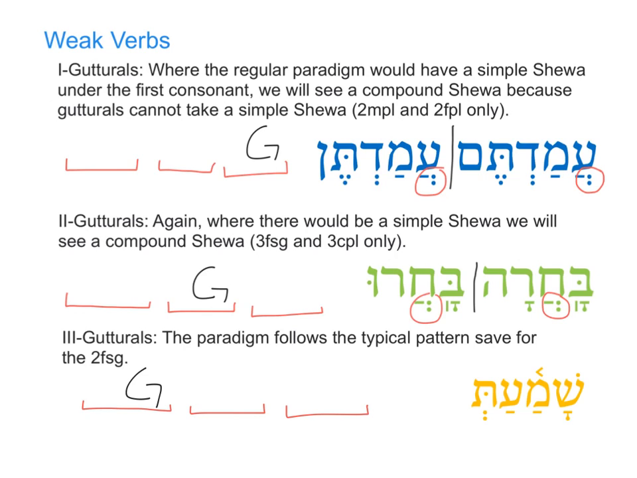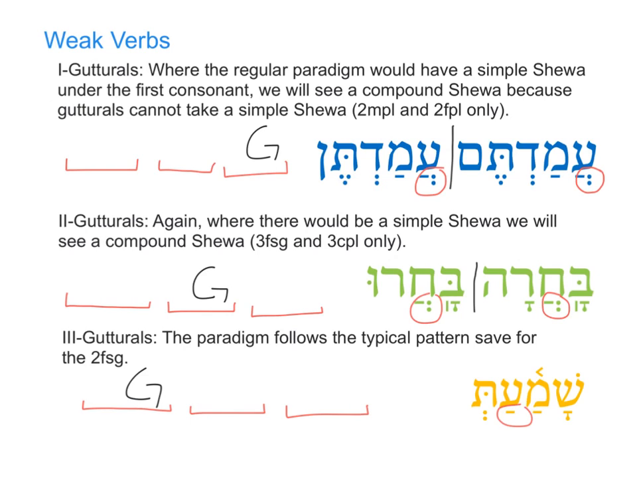In that position, we would usually have a shiva. Here we get a patak. In the cases here, we're going for a compound shiva, but for some reason or another, which we'll just say is above our pay grade, this becomes a patak.